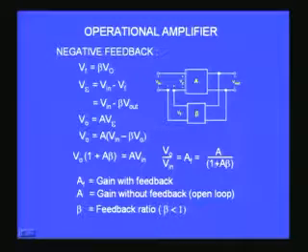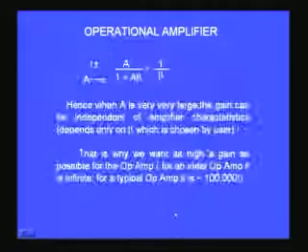If it is a positive feedback, this plus sign will be minus, where AF is the gain with feedback, A is the gain without feedback, which we call open loop, because there is no feedback loop. This is a feedback loop. When it is missing, then we call it an open loop, and beta is a feedback ratio. I already told you beta is always less than 1.